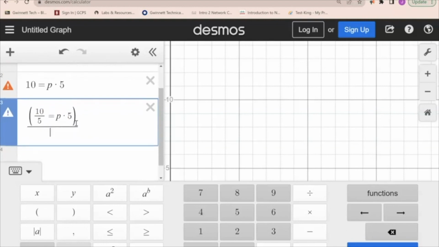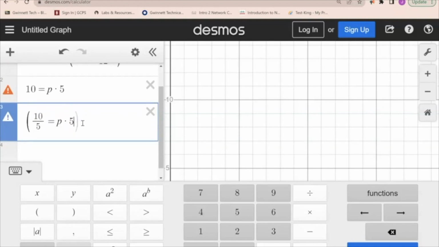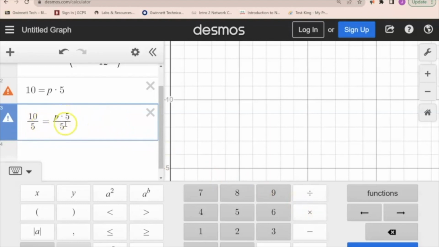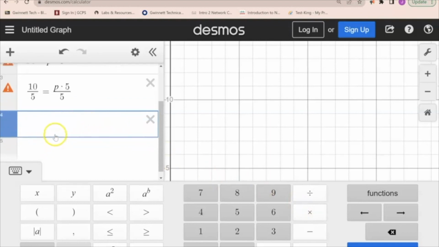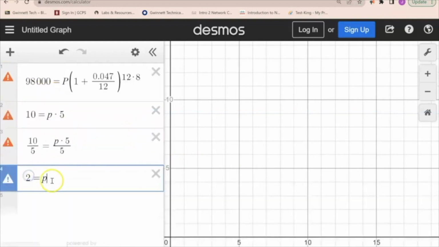divided by 5. Oops, not like that. Hold on. Oh, divided by 5. P times, because these two 5s would cross out, leaving just 10 divided by 5, which would be 2, which is equal to p. So p would be equal to 2. And what you would have done is just divided both sides by 5 to isolate p.